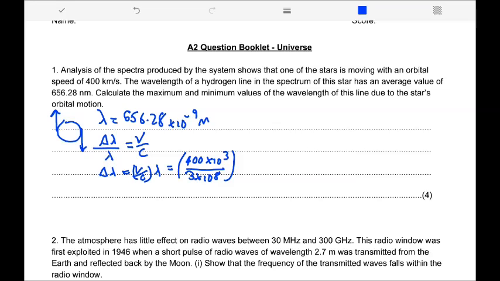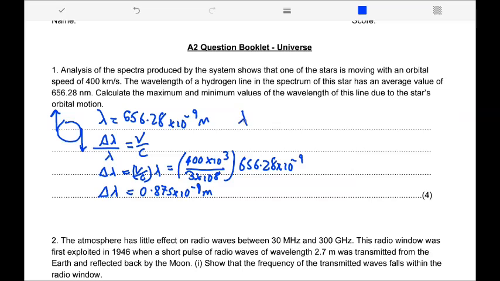And then we multiply this by our wavelength, so multiplied by 656.28 times 10 to the minus 9. And this gives us a change in wavelength of about 0.875 times 10 to the minus 9 meters. So that is our change in wavelength, and when it's coming towards us, the wavelength will shrink by this amount. When it's moving away from us, the wavelength will increase by this amount.